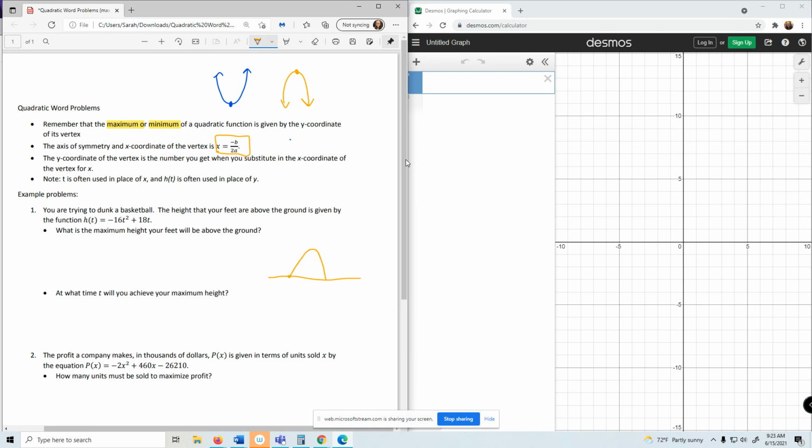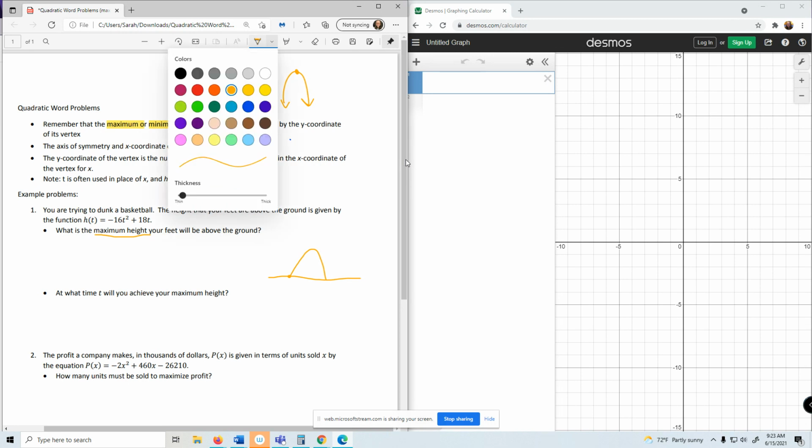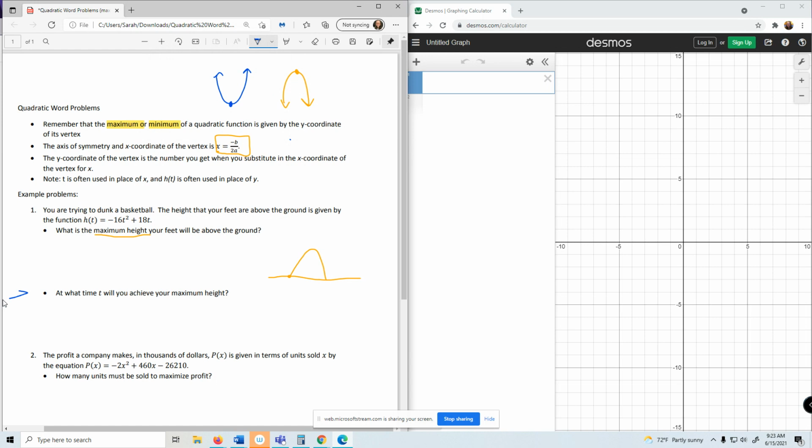The x-axis here would represent time, and the y-axis would be your height. So we want to answer two things here. What is the maximum height your feet will be above the ground? That maximum height is going to be the y-coordinate of your vertex. We can't find that until we know what the x-coordinate is. The second question, which is actually what we're going to deal with first, is at what time t, which is the same as x here since it's the variable in our equation, will you achieve your maximum height? So to find that time t, we're going to start with that formula for the axis of symmetry.